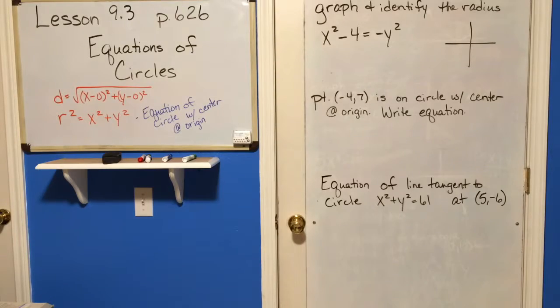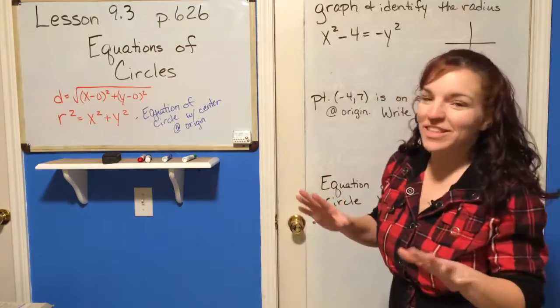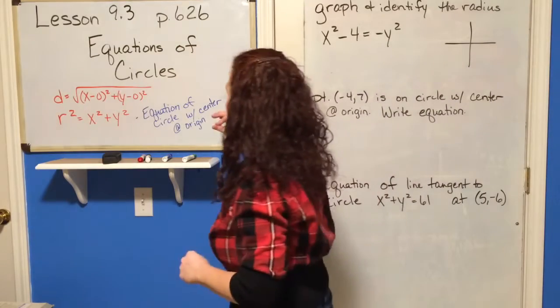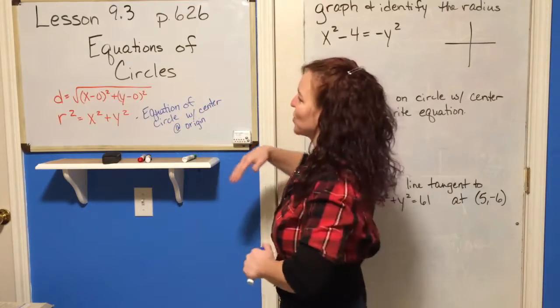Section 9.3, equations of circles. So this chapter is a lot of graphing different types of conic sections. So we're going to start with circles, or I guess continue on with circles.